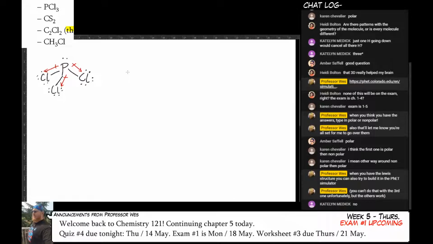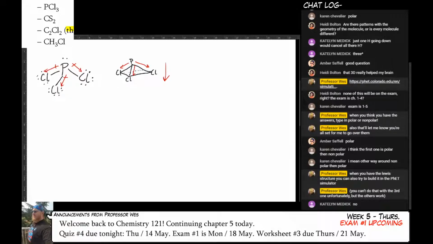Now remember, if I were to make this look in 3D, it'd look kind of like this. So there's my pyramid, and then here's Cl, P. And so if my arrows are all pointing away from it, they're still pointing down towards the floor of my little pyramid here.